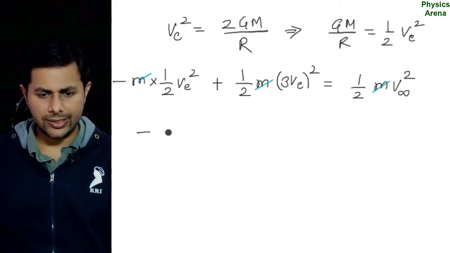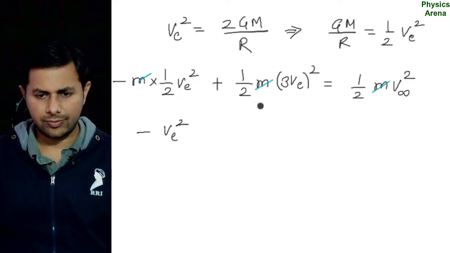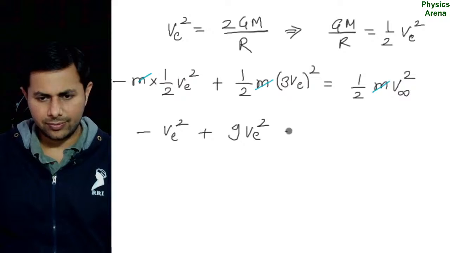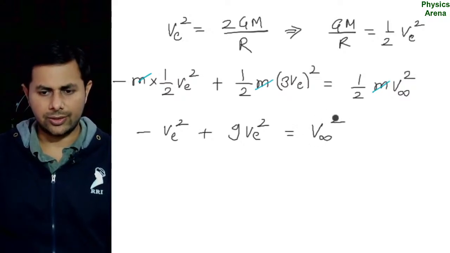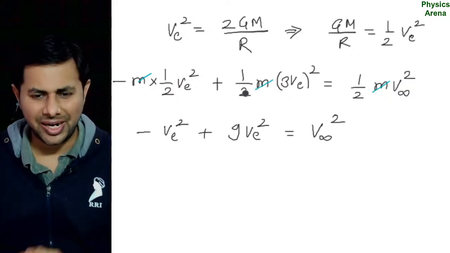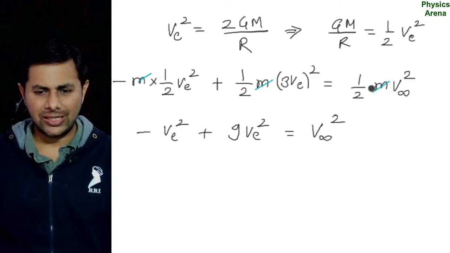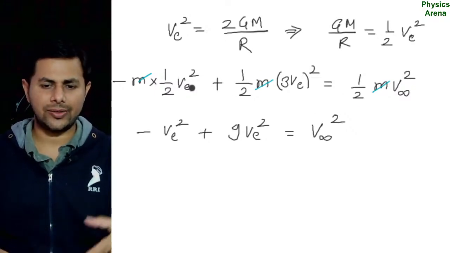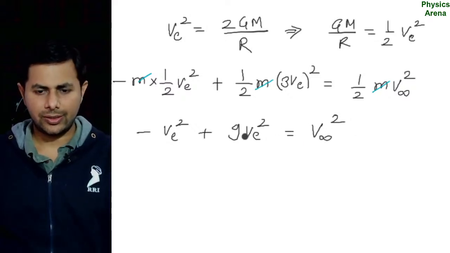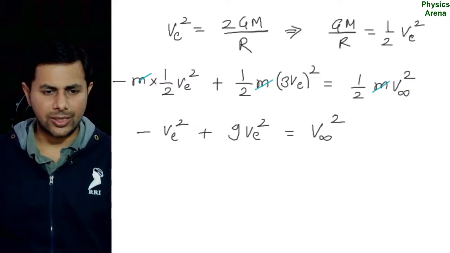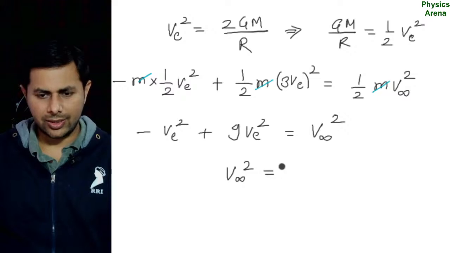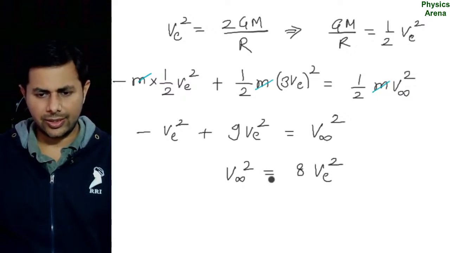So we have v squared minus v squared plus 3 times v squared, so it is 9v squared equals v at infinity squared. Okay, so we have divided by half, and we have cancelled out m, or we can say we have cancelled out half m. So v at infinity squared will be 9 minus 1, that is 8v squared. v at infinity squared equals 8v squared.